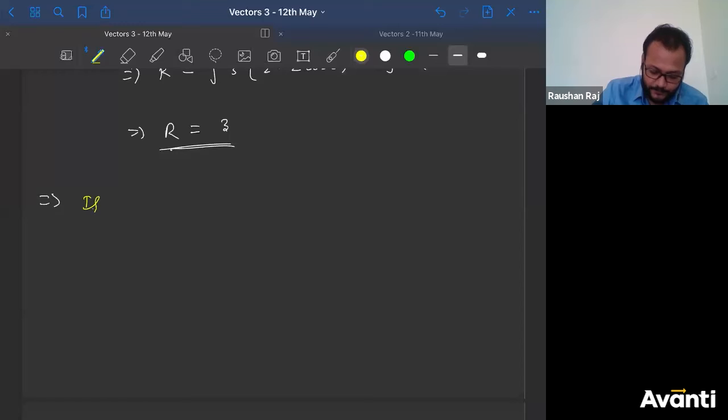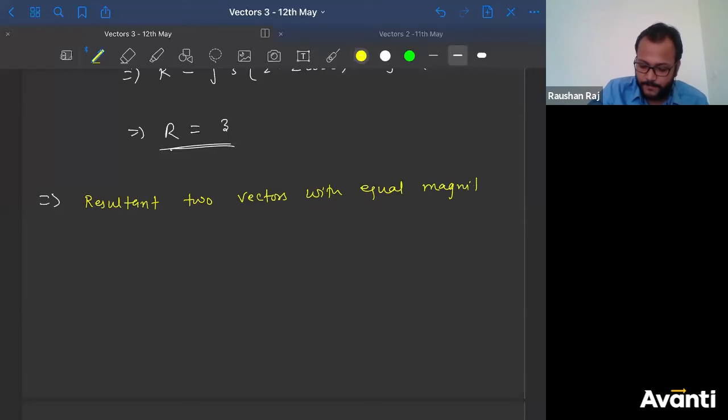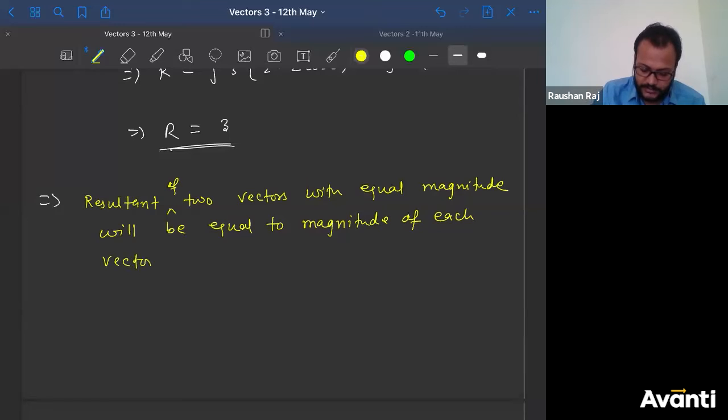So what you have to remember? You have to remember: resultant of 2 vectors with equal magnitude will be equal to the magnitude of each vector if the angle between the vectors is, बताओ ऐसा, fill in the blanks.